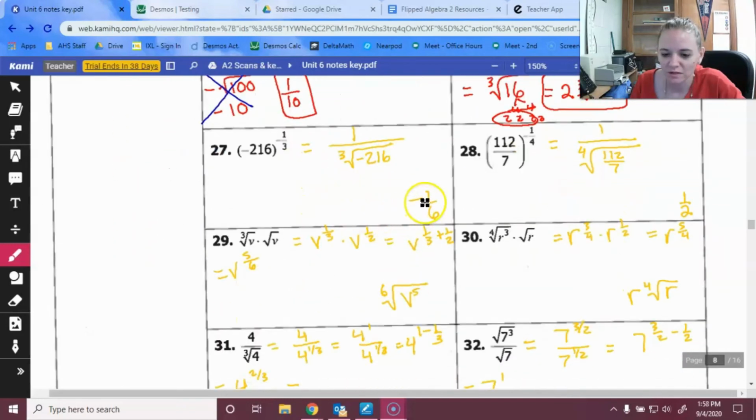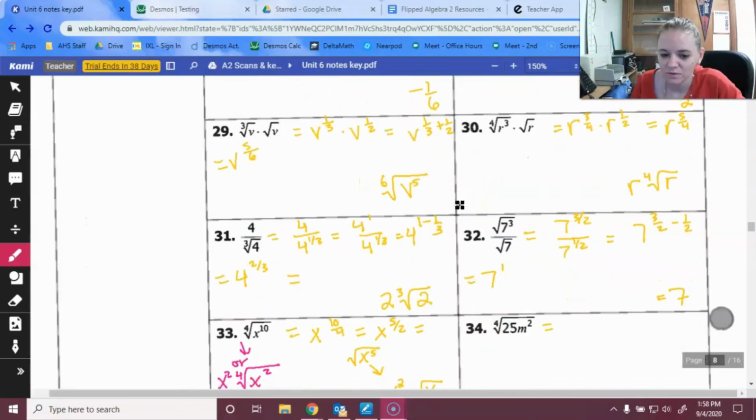27, negative 1/6. 28 is 1/2. 29 is 6, the root of v to the fifth.